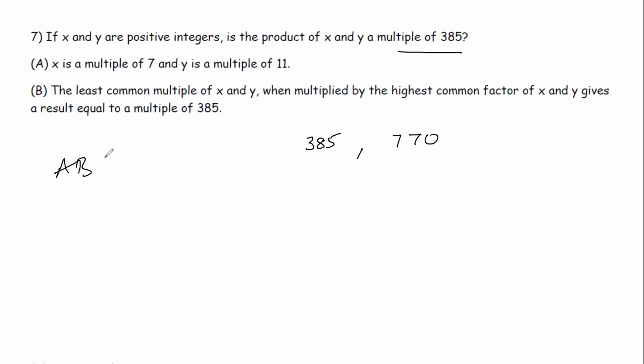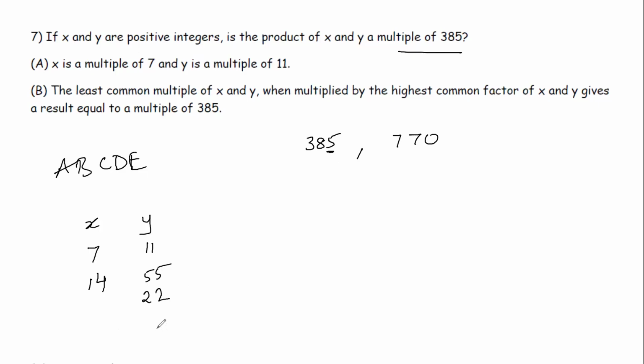So statement A, B, C, D. Statement A, x is a multiple of 7 and y is a multiple of 11. So see, we can take x as 7 also, and 14 also, correct? And we can take y as 11 also and 55 also, you know what I mean? Yeah, correct. And we can take it as 22 also. 55 I took because I see a 5 ending, so I know something to do with 5 is also there, right?